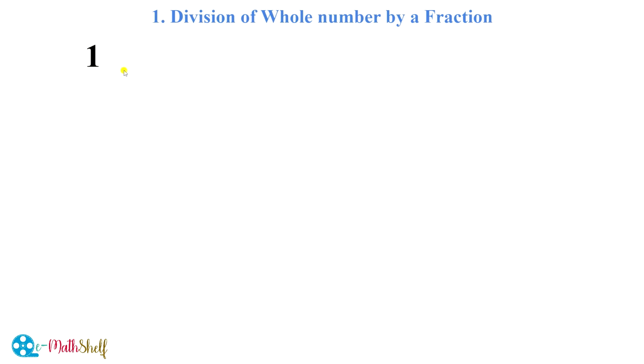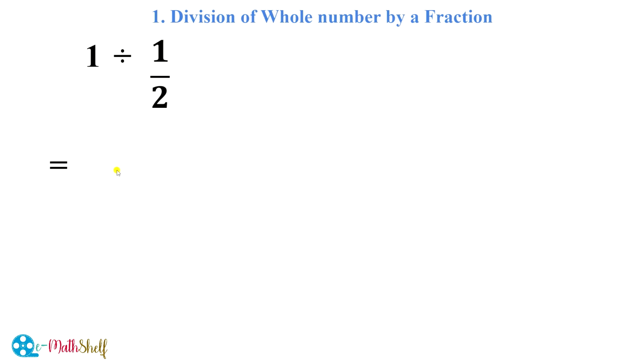So let's take an example. We have the whole number 1 and we need to divide the whole number 1 by the fraction 1 upon 2. So over here the whole number 1 is the dividend, that is the number that has to be divided, and 1 upon 2 is the divisor, that is the number that will divide the whole number 1.